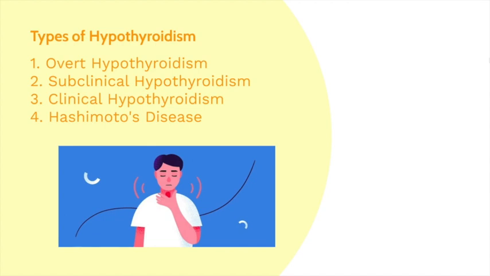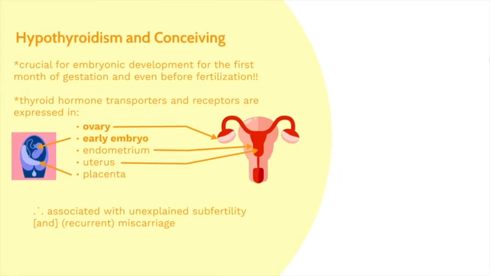Okay, moving on. So, Vissenberg's research paper explores the relationship between hypothyroidism and pregnancy. In her research, she found that thyroid hormones are crucial for embryonic development for the first month of gestation and even before fertilization. This is due to the fact that thyroid hormone transporters and receptors are expressed in the ovary and early embryo. So in the ovaries, hypothyroidism disturbs folliculogenesis, and usually T3 together with FSH can help granulosa cells proliferate and inhibits their apoptosis.